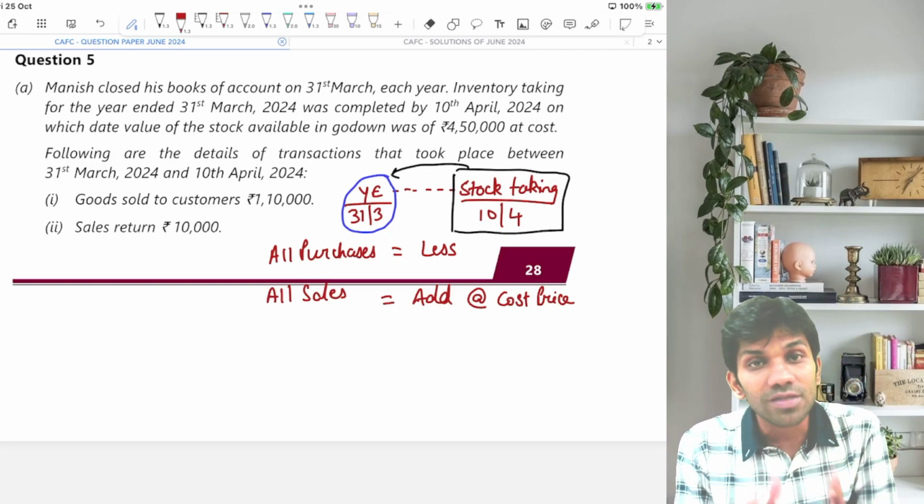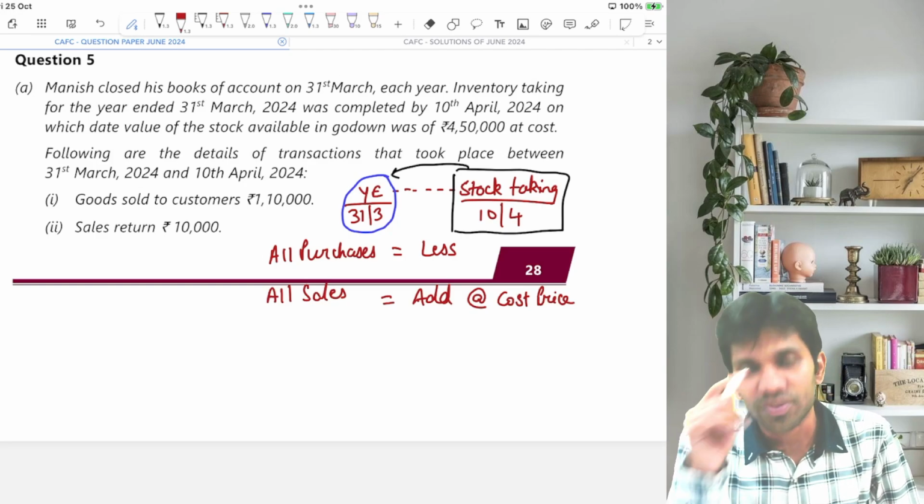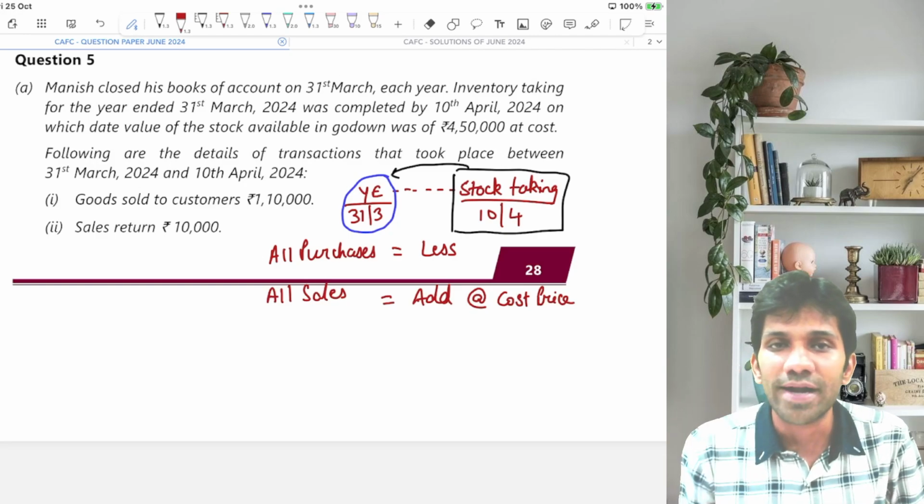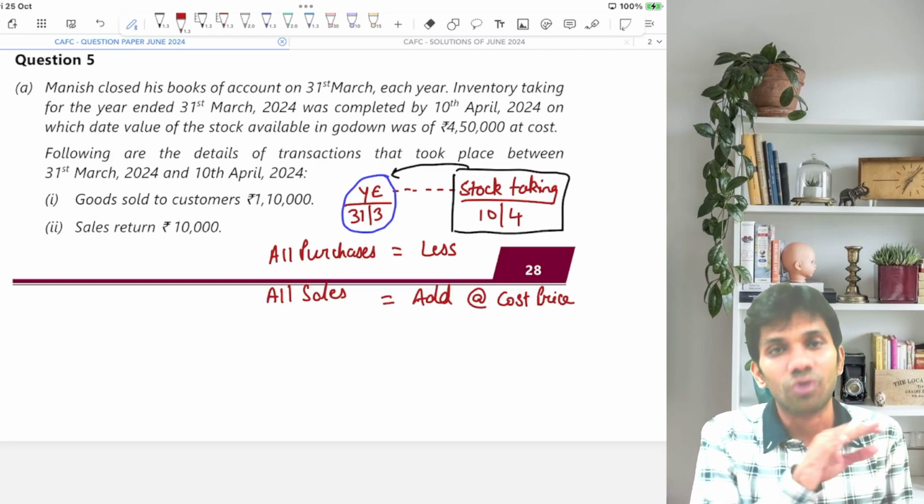And so all sales done between 1st April and 10th April should be added back, and that too at cost price, because goods should always be valued at cost price. And one more thing, why cost price? Because on 31st March they were not sold.